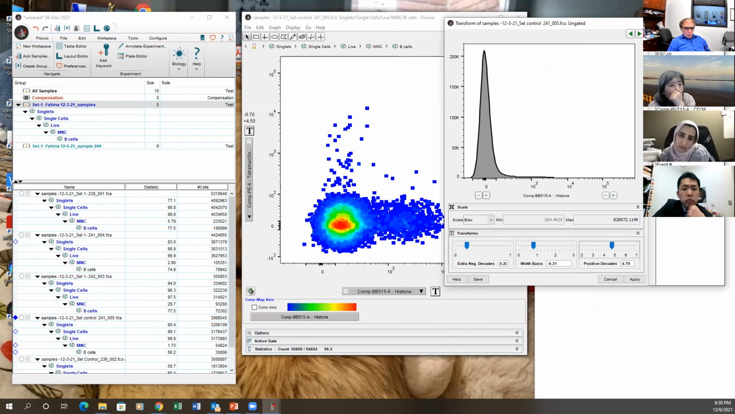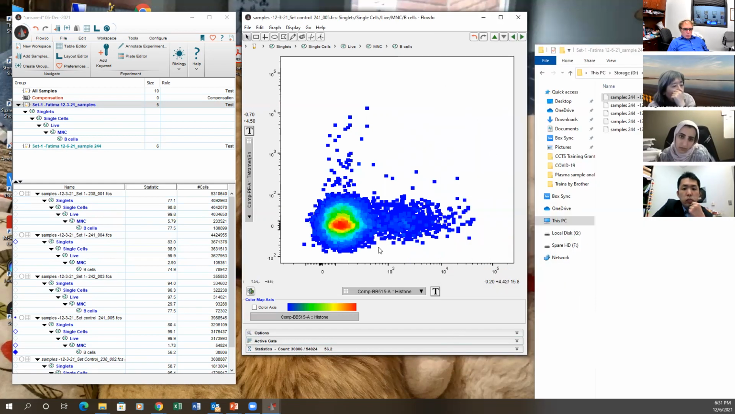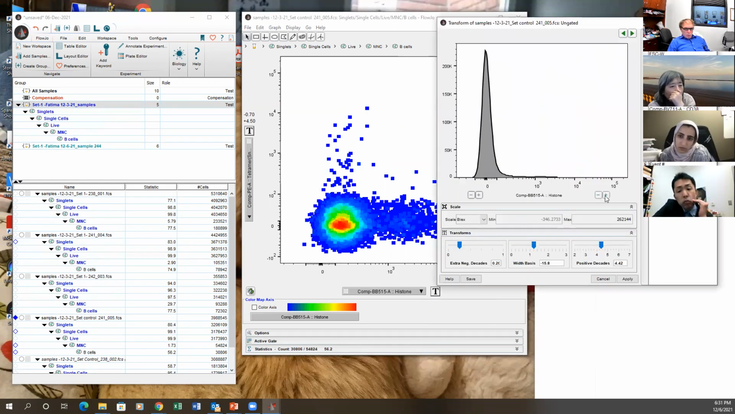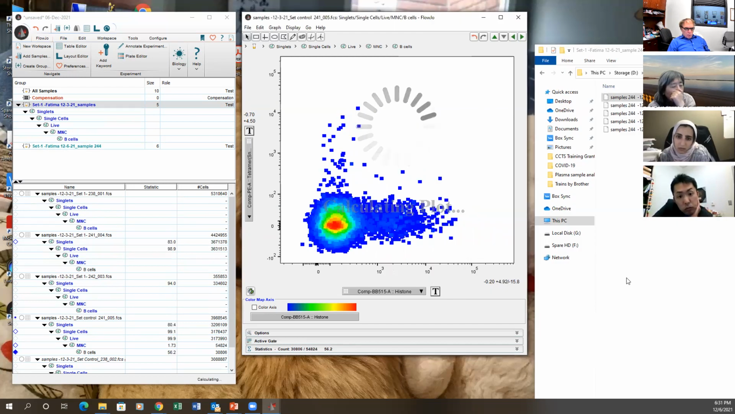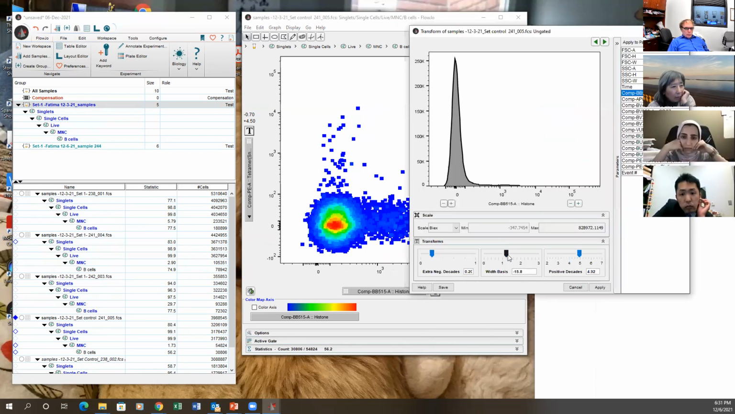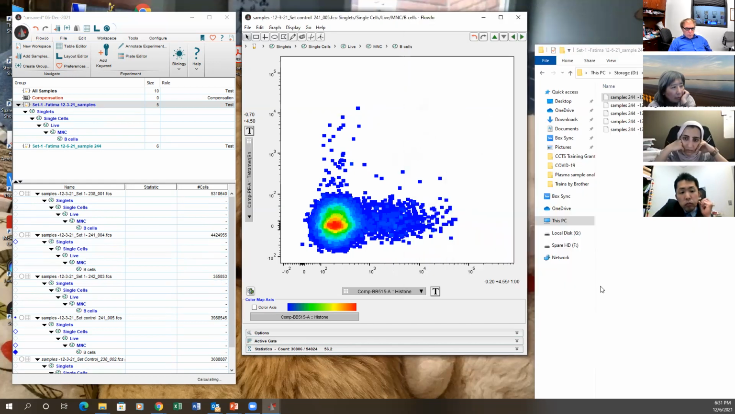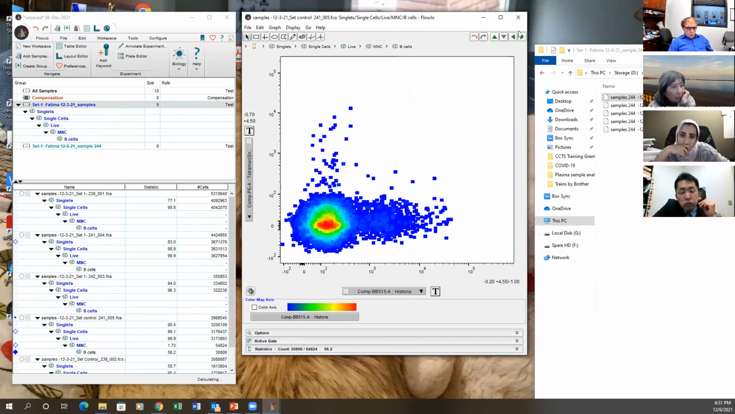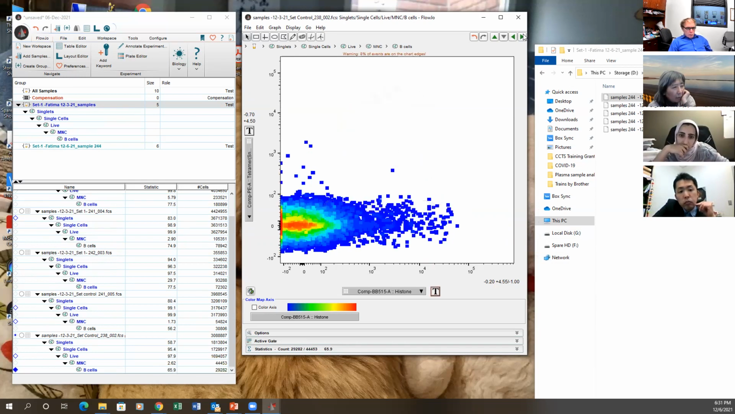Yeah, but the real staining is off scale. That's true. I need to bring this down. Okay, so that's a problem. If we bring that down, this becomes like this. So it has to be a good balance.